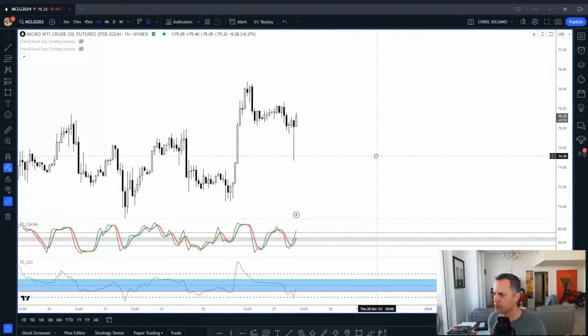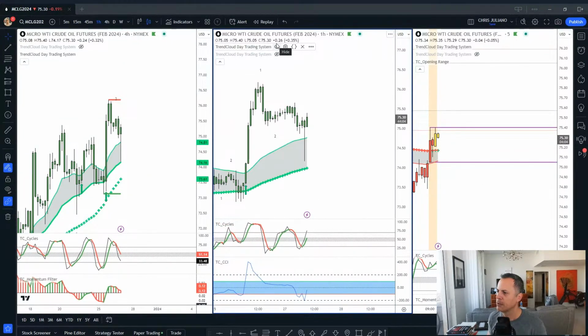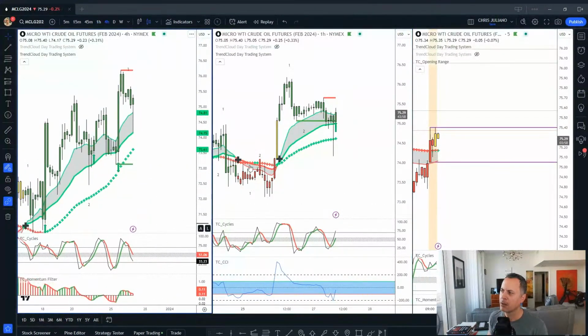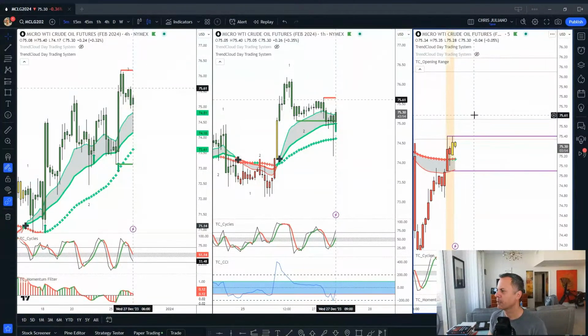Let's remove this and put our TrendCloud back on the chart here. There we go. And that's what we're looking for on crude oil.